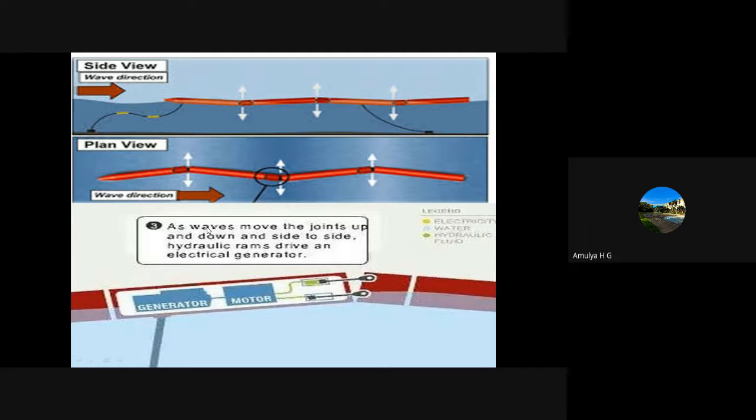As the waves approach the PLMS, it will be moving in the upward and also in the downward direction. This attenuator is also called the giant sea snake, because it sits upon the ocean surface and gives a snake-like appearance. Now coming to the working of the PLMS or the attenuator.